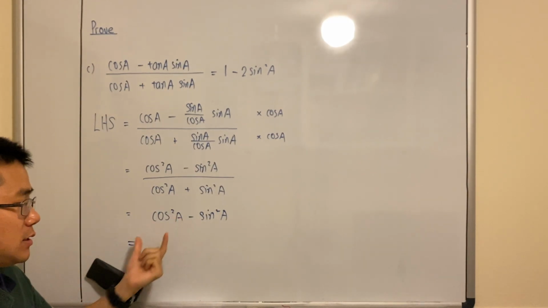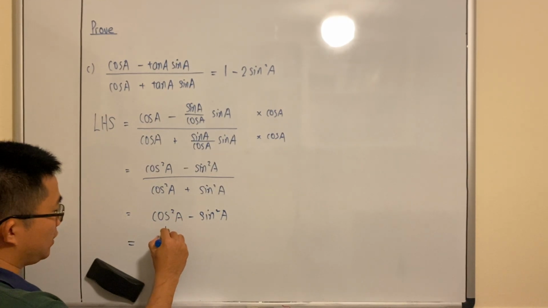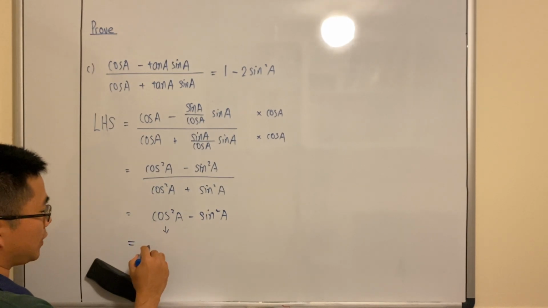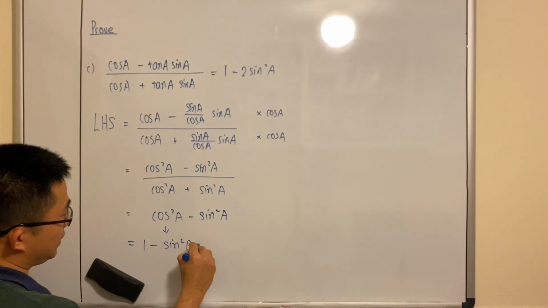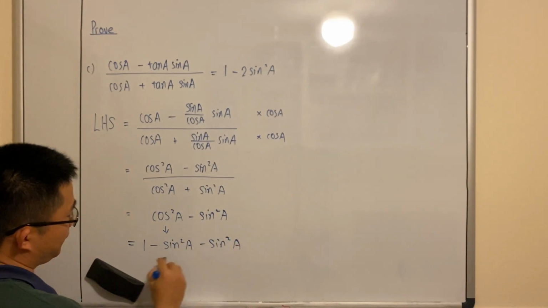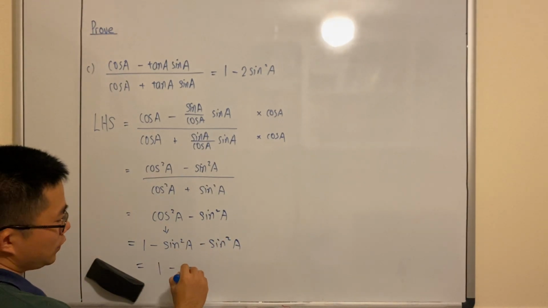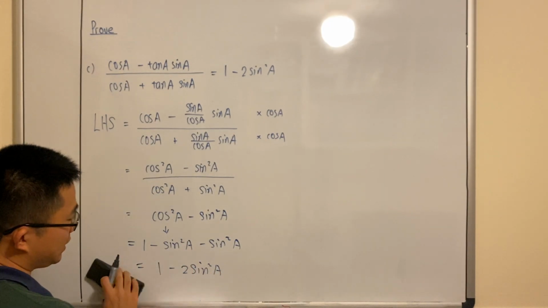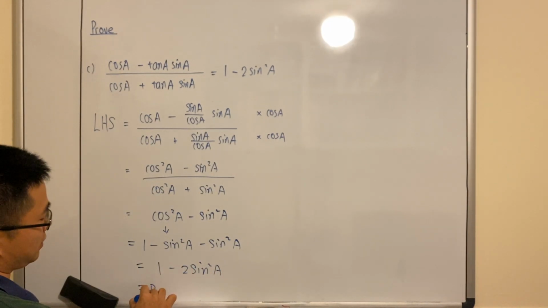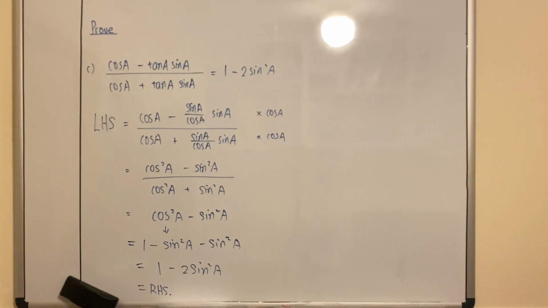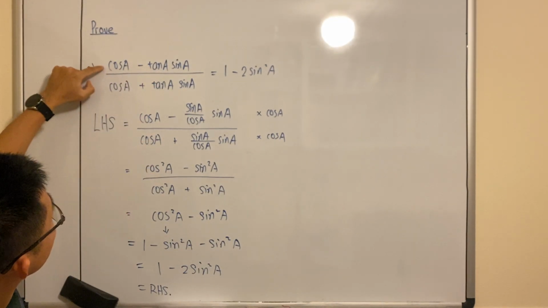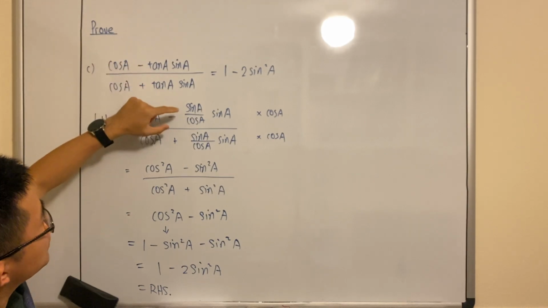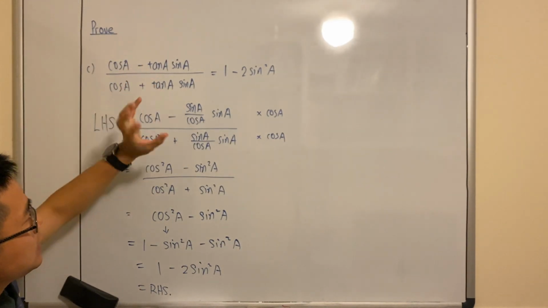Oh, cosine disappeared. How do we change cosine? Well, we can change cosine using the Pythagorean identity. That is equal to 1 minus sine square A minus sine square A. And that obviously gives you 1 minus 2 sine square A. And then the final answer is the same as the right hand side. Alright, so the thinking behind this question is that tangent, cos, sine: the tangent has a common term in terms of sine and cos. So this is the idea.